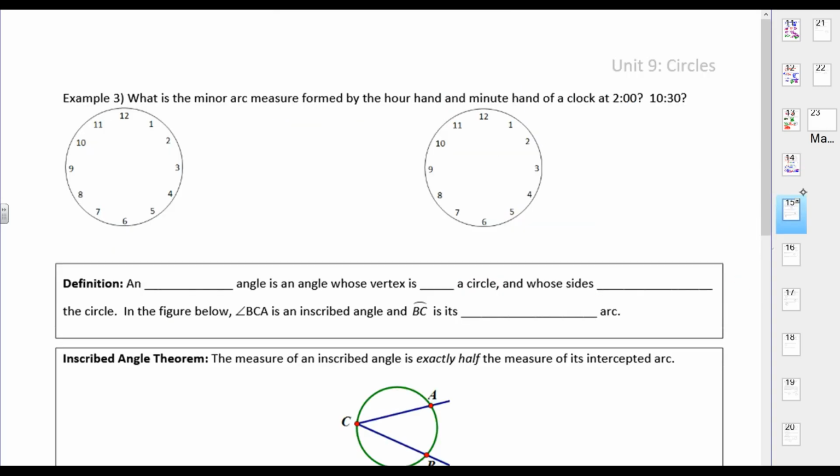All right, moving right along. We had some of these problems at the very beginning of the year, but it's been a while. So now I want to find what is the minor arc formed between the hour hand and the minute hand at 2 o'clock and at 10:30.